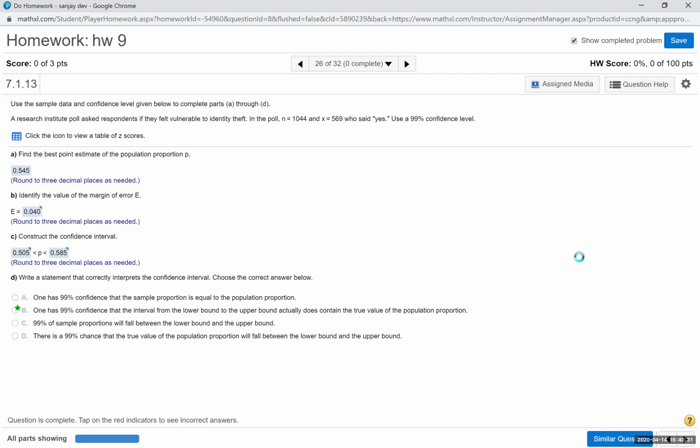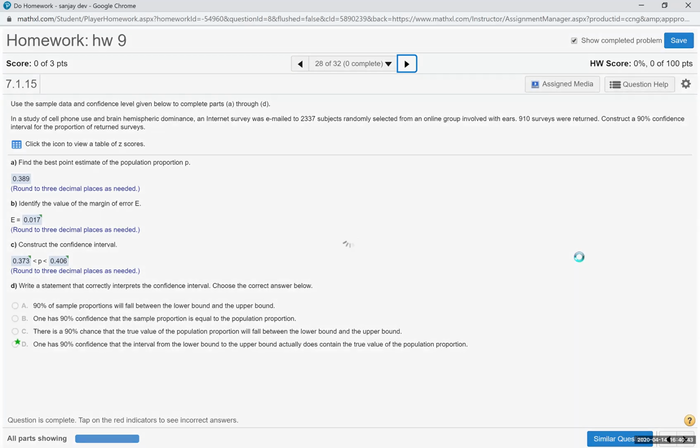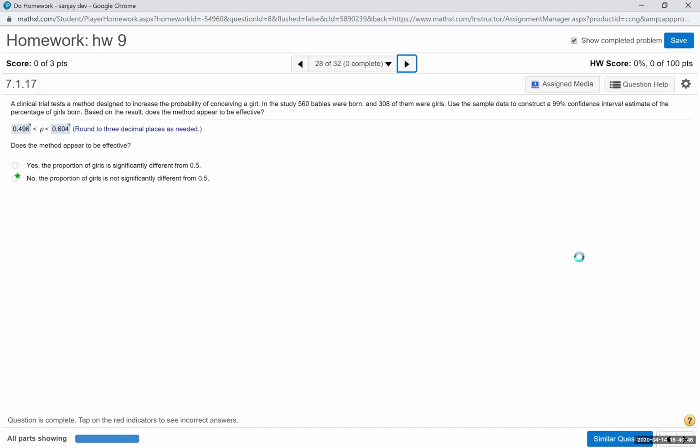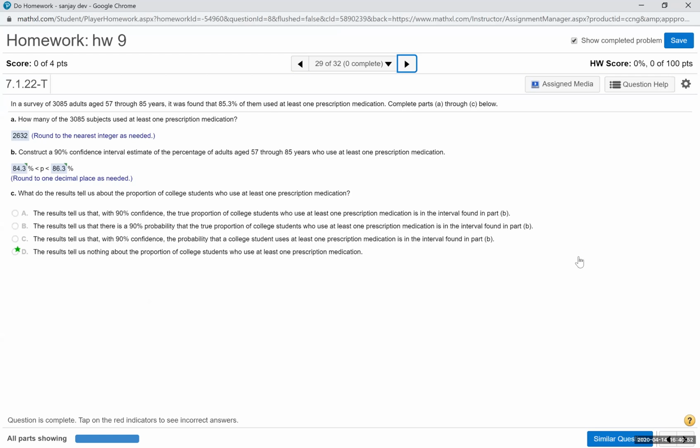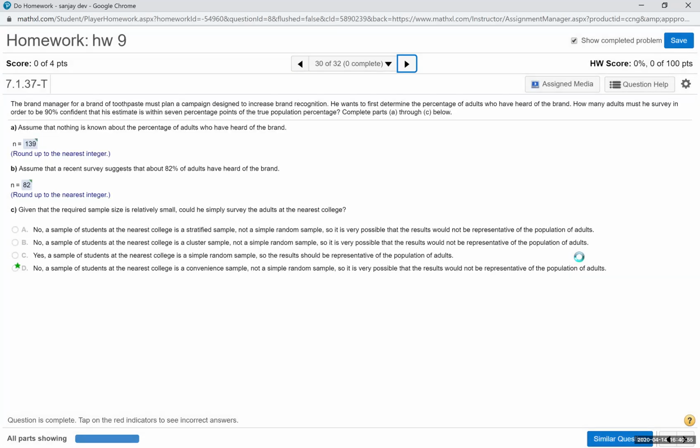Number 27. Okay, we're back to doing the population proportion again. Yep, population. So we did that already. Number 26, number 27, same thing. Number 28, same thing again. Number 29, same repetition. Number 30, same repetition of finding the total number. Oh, but wait. If he wants to first determine the percentage of adults who have heard of the brand, how many adults must he survey in order to be 90% confident that his estimate is within 7% of the population percentage? Okay, so yeah, we did that earlier.